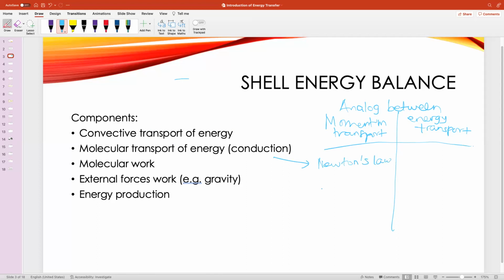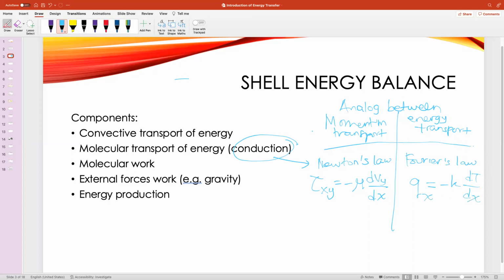which is tau xy equal to minus mu d vy over dx, for example. But in energy transport we use conduction, and it's called Fourier's law, which is q equal to minus k dT over dx, for example.